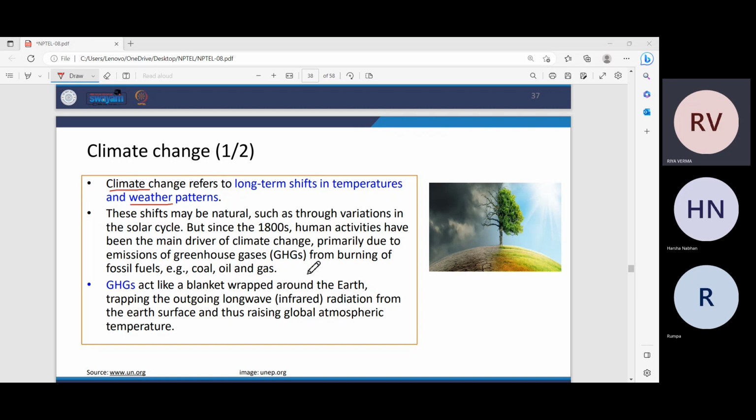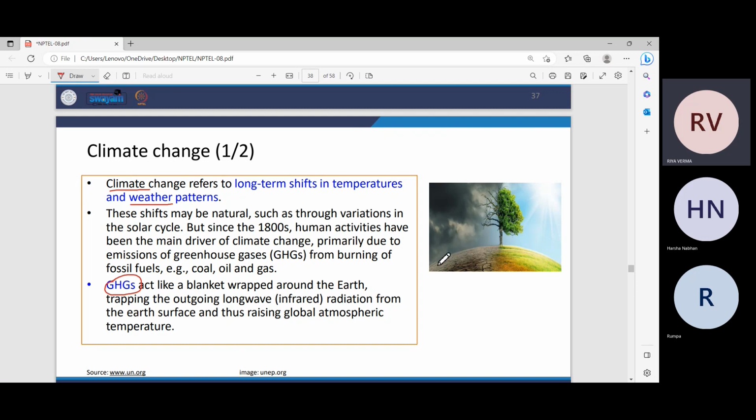have affected the climate, which is primarily due to the emission of greenhouse gases from burning of fossil fuels, which include coal, oil, and gas. So these are the major drivers of climate change, and these greenhouse gases act like a blanket wrapped around the Earth, trapping the outgoing radiation from the Earth's surface and thus raising the global atmospheric temperature. So how do these greenhouse gases increase the temperature of the earth?